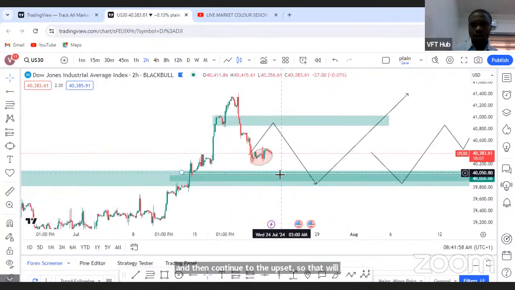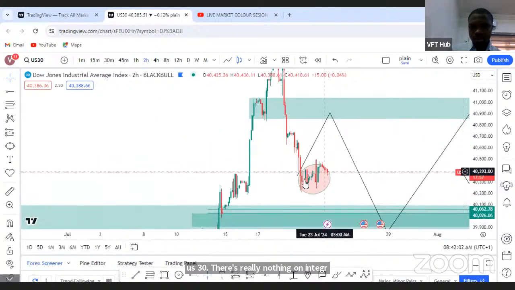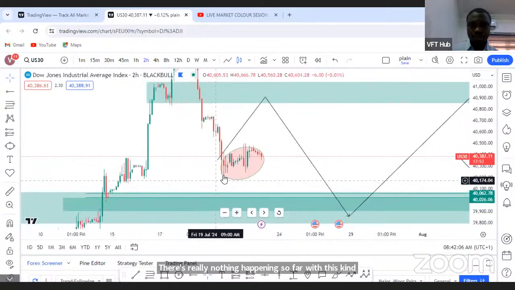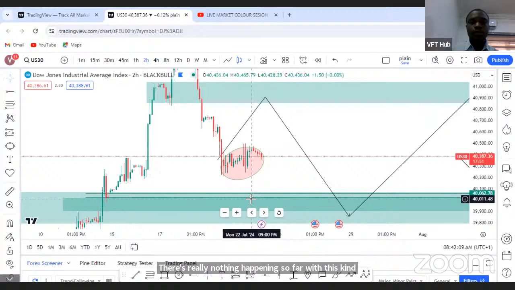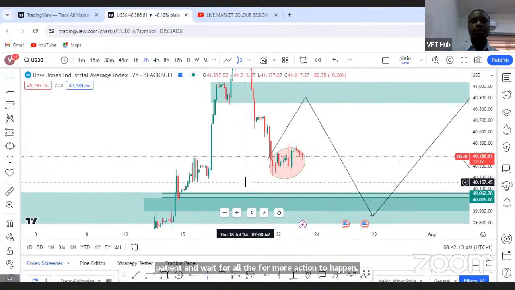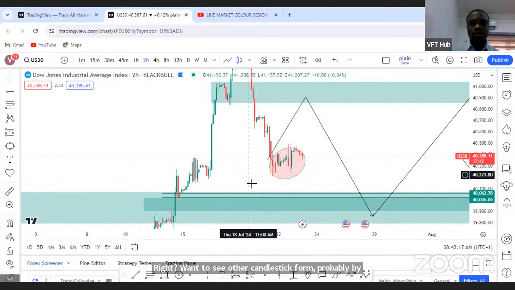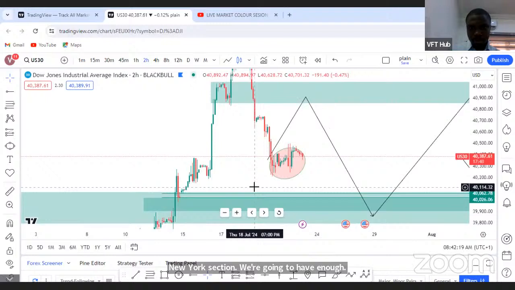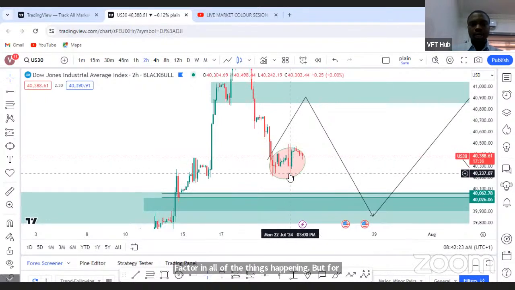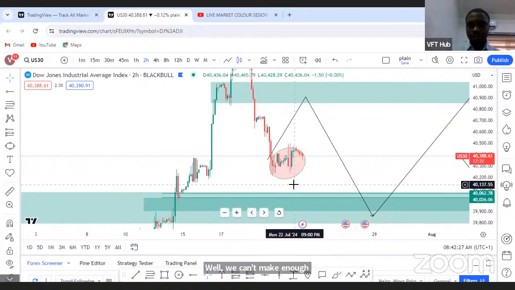There's really nothing on intraday basis. There's really nothing happening so far with this kind of candlestick we're seeing. All we can do is just be patient and wait for more price action to happen, right? We want to see other candlesticks form. Probably by New York session, we're going to have enough additional data to factor in all of the things happening. But for now, what we have is so limited. We can't make enough decision from it, right?